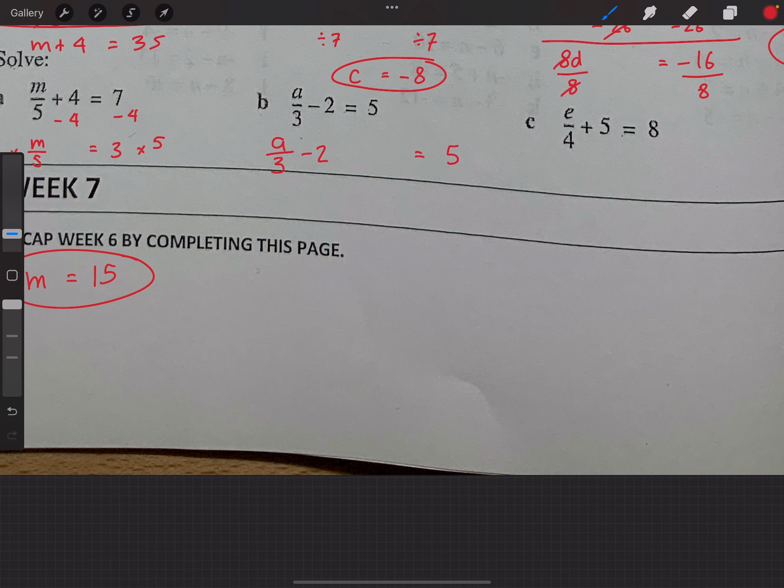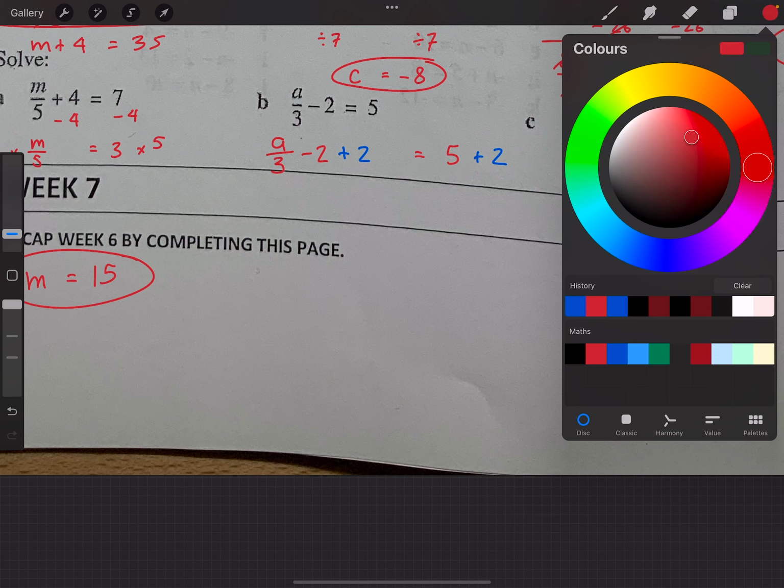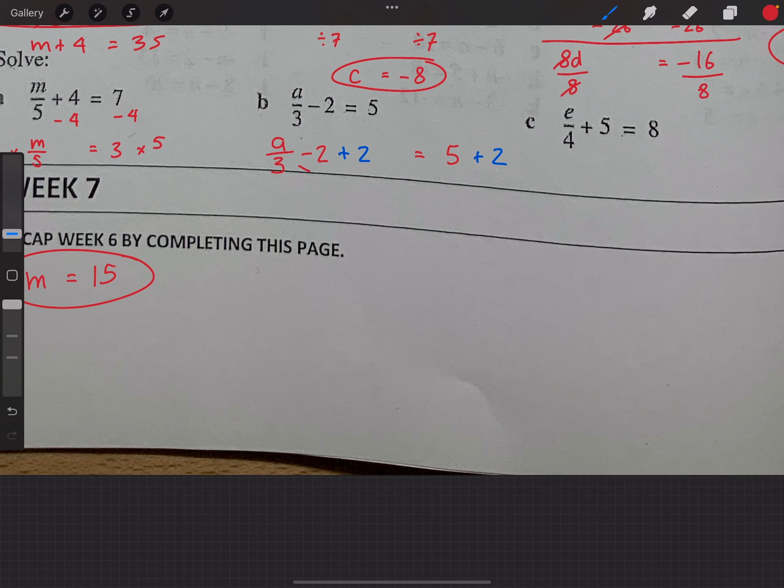Okay, what we're going to do is add 2. So I'm going to add 2 to this side and add 2 to this side. Because I've added 2 to both sides of the equal sign, that means the values should still be equal. Okay, so what's going to happen here is, because you've minus 2 and add 2, this becomes 0, so that disappears, and you're going to have a over 3, a divided by 3, equals, what's 5 plus 2? That will be 7.